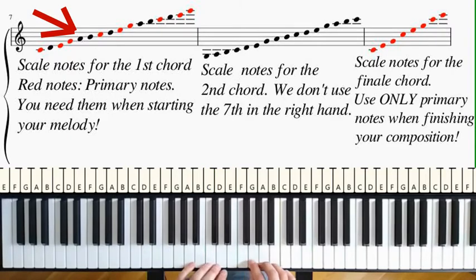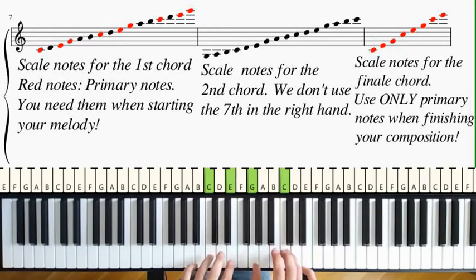You see here that you have black and red notes. Red notes mean that you should start your piece with this primary note, so you can start your piece with C or E or G or C, or with all these notes when playing a chord.